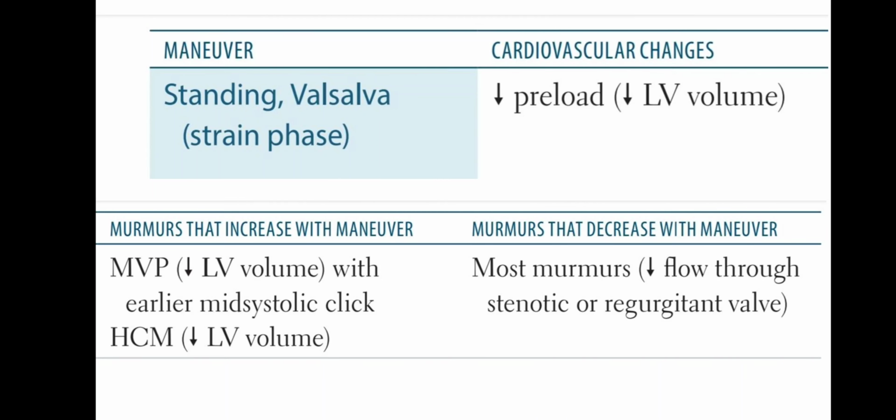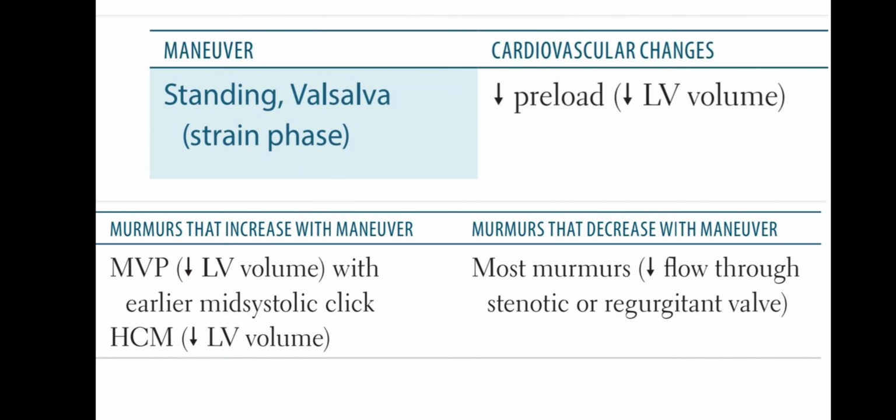So, for the maneuver which is standing or Valsalva in the straining phase, the cardiovascular changes are that preload decreases, leading to decreased left ventricular volume. The murmurs that increase with this maneuver are mitral valve prolapse with decreased left ventricular volume, causing an earlier mid-systolic click, and hypertrophic cardiomyopathy with decreased left ventricular volume. The murmurs that decrease with this maneuver are most murmurs because of the decreased flow through stenotic or regurgitant valves.